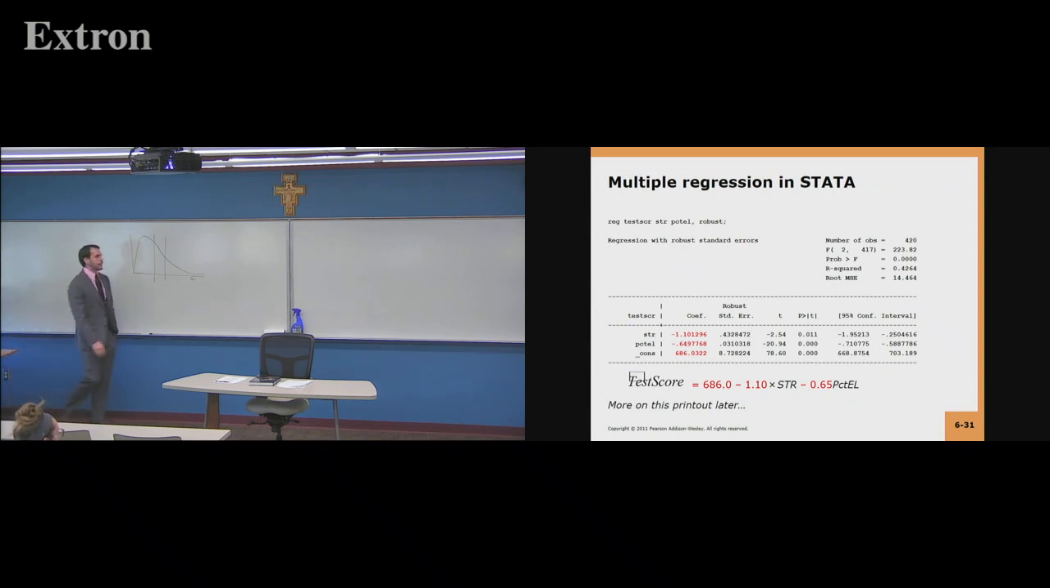So now, this is the output that you get in Stata. The only difference from before is that we've added the percent for English as a second language. So we now have three coefficients: the student-teacher ratio, the percent English as a second language, and our constant. For the student-teacher ratio, the coefficient is now lower. It was negative 2 point something before, now it's negative 1.1. So we overstated the effect when we didn't include the omitted variable. And percent of English as a second language students also has a negative relationship with test scores, as our theory would have suggested.